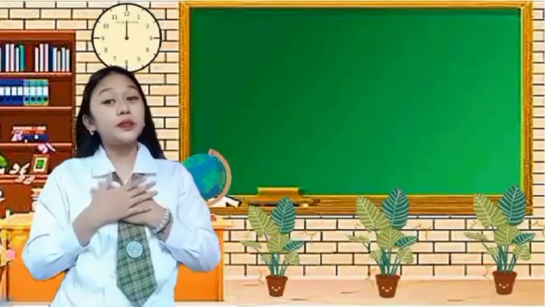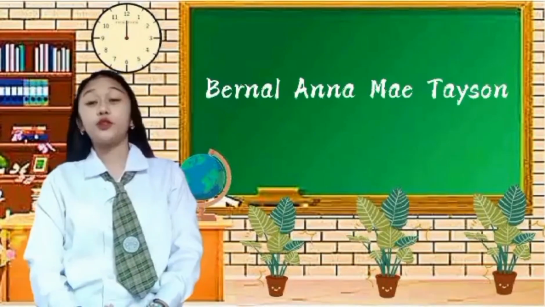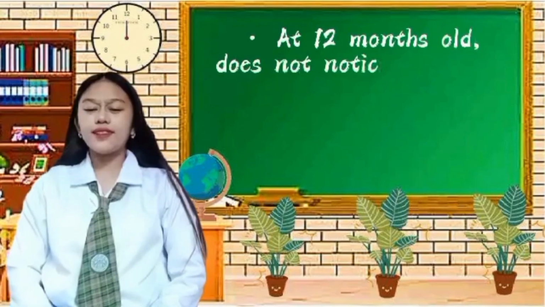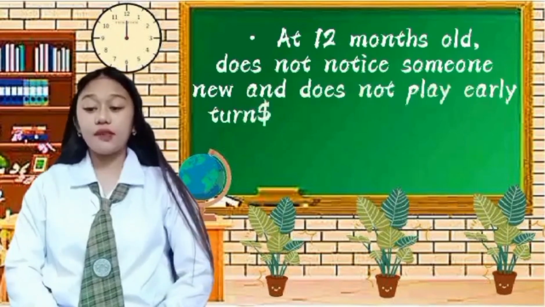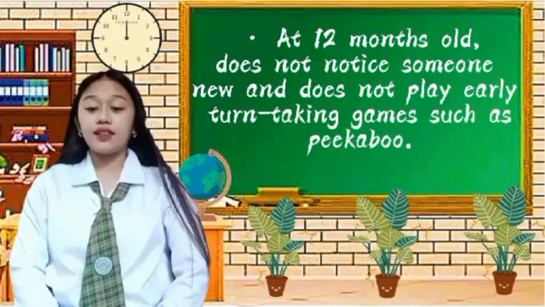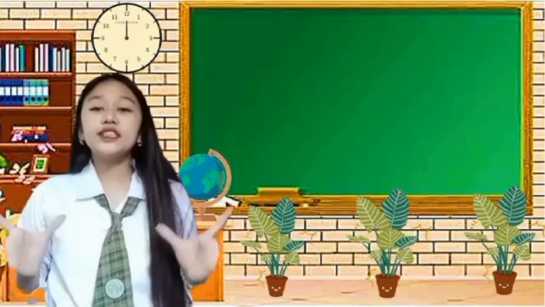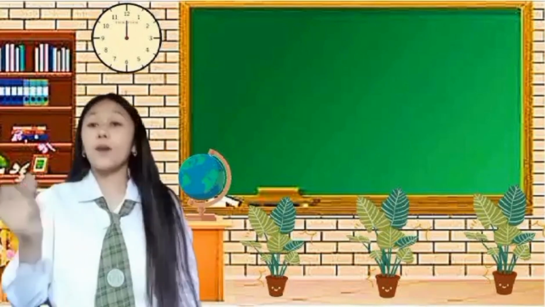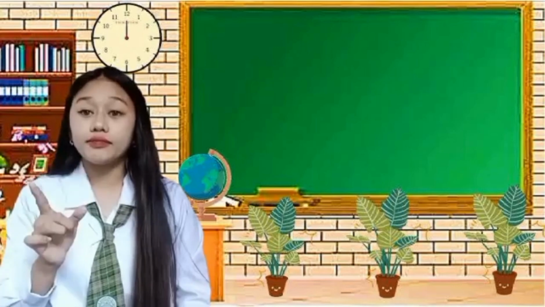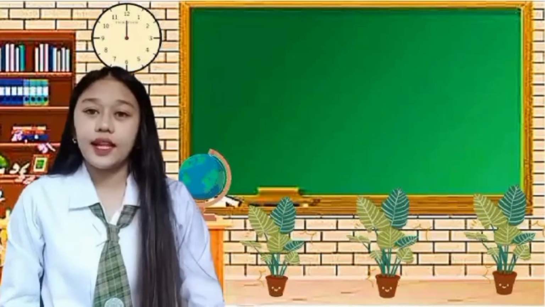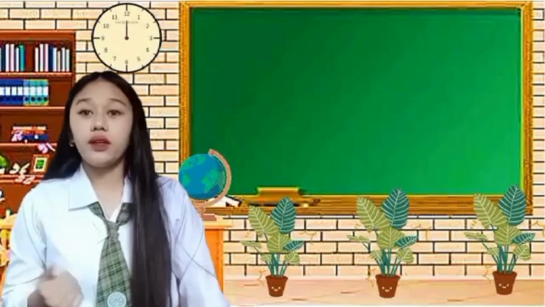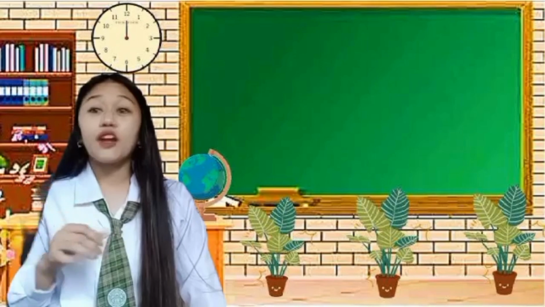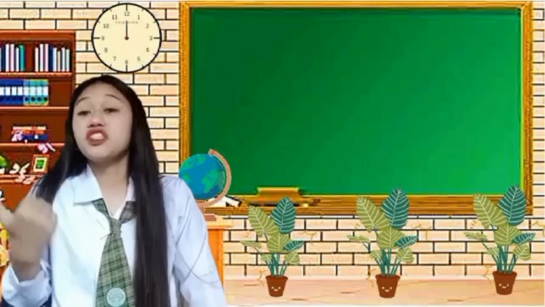Hello everyone, my name is Bernard Anime Tison, so I'm here to continue what Alona said. At 12 months old, does not notice someone new and does not play early turn-taking games such as peekaboo. This is when the baby doesn't look around him. For example, someone is talking to him, but he doesn't even notice. And when that person plays with him like peekaboo, but he doesn't respond and seem to see anything.